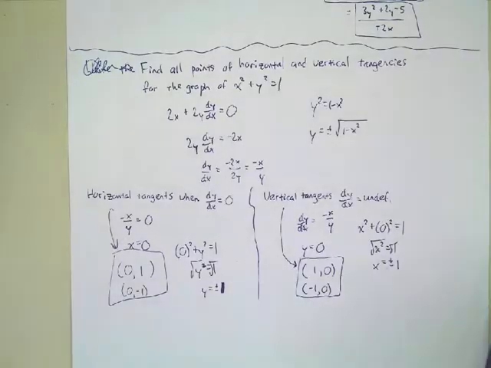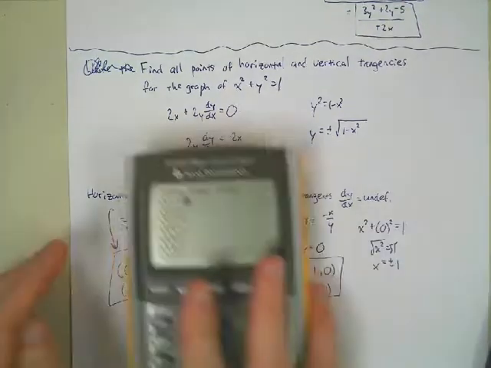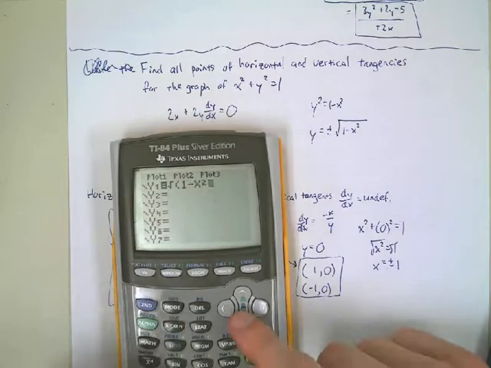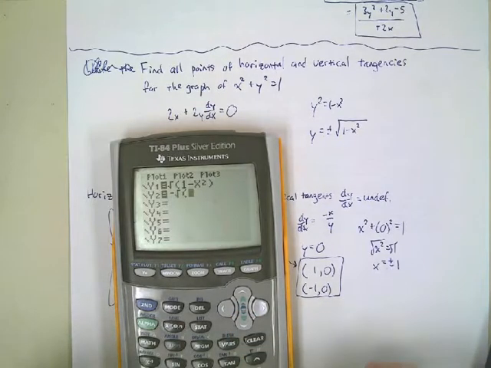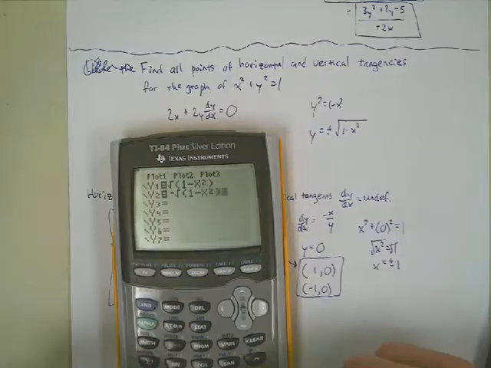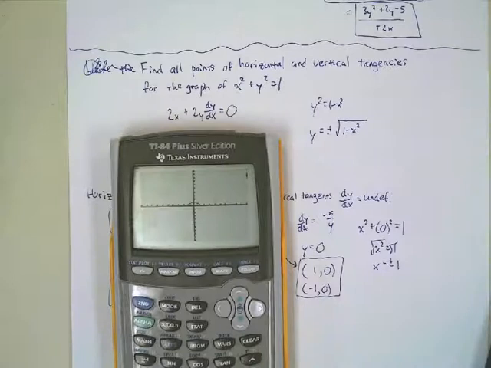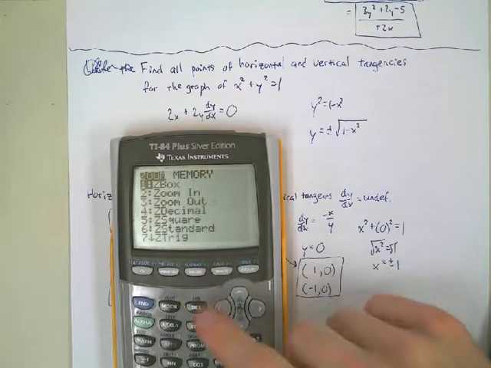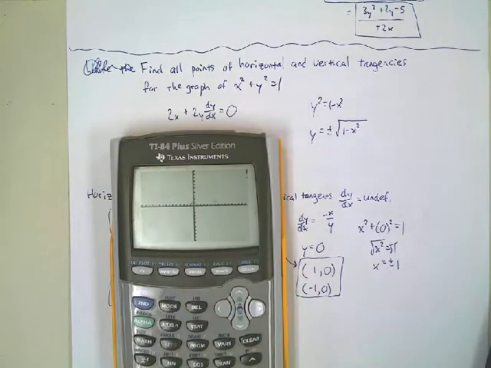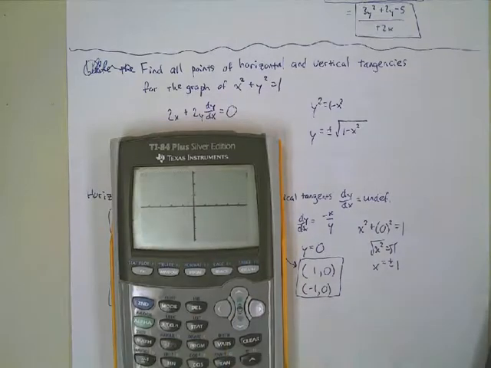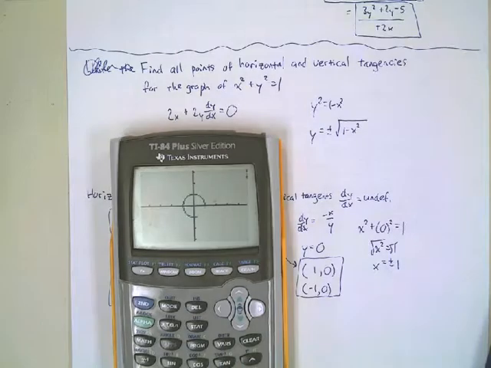Is it possible to do that on your calculator? Yeah, absolutely. Let me show you. You have to do 2 of them, the square root of 1 minus x squared, and then the negative square root of 1 minus x squared. And then if you graph it, you get a football. You've got to square it up, Zoom Square, that makes it look better. Zoom Decimal will make it look better. There we go. Look at that. Very nice.